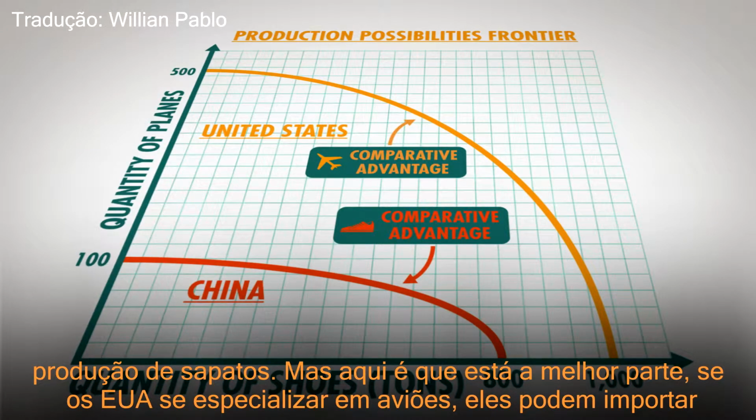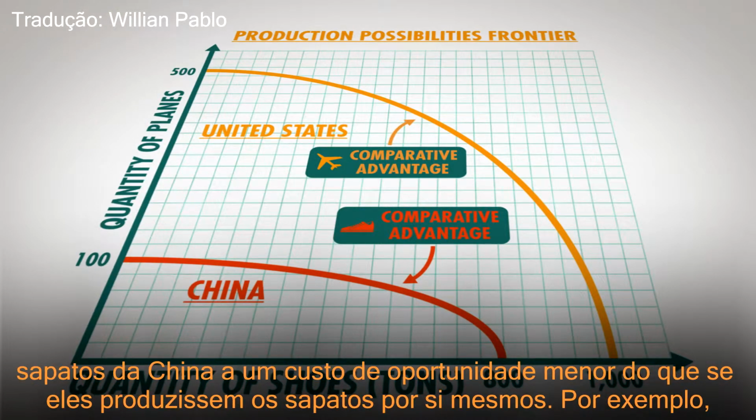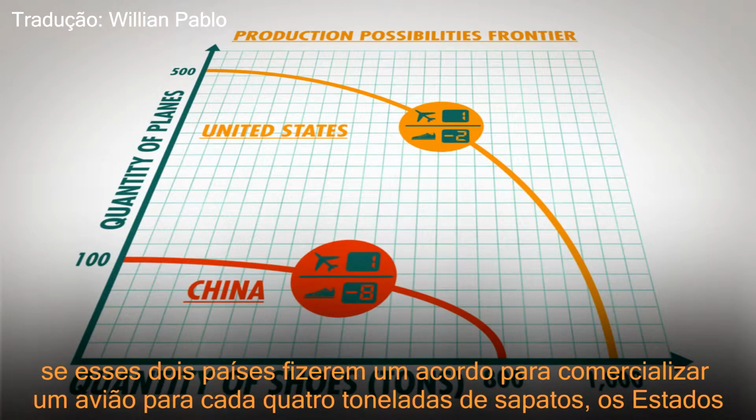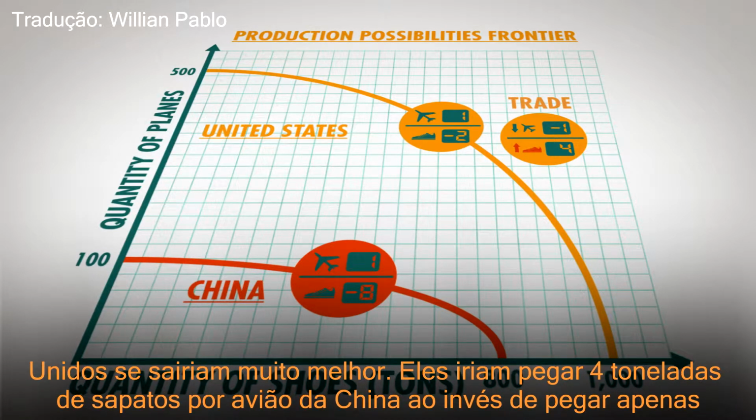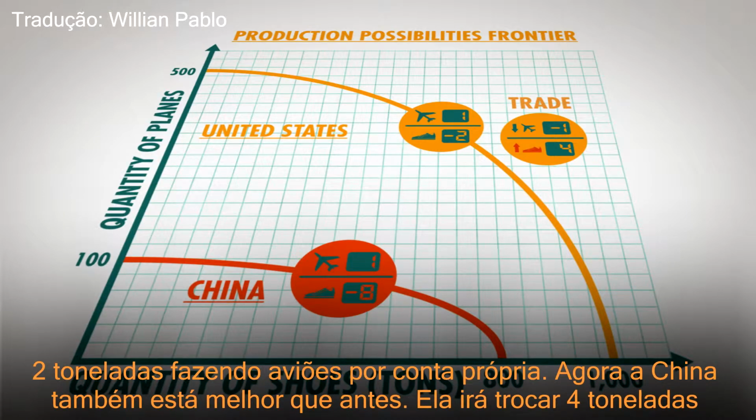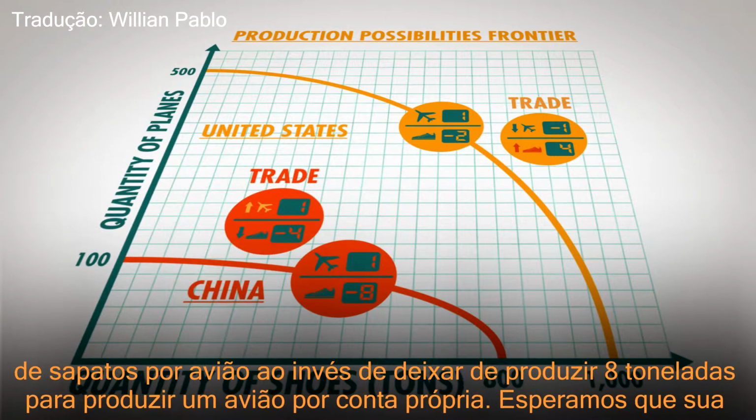But here's the best part. If the US specializes in planes, they can import shoes from China at a lower opportunity cost than if they produce shoes themselves. For example, if these 2 countries make a deal to trade 1 plane for 4 tons of shoes, the US would be better off. They would rather get 4 tons of shoes per plane from China than only get 2 tons of shoes per plane by making shoes on their own. Now China is also better off. They would rather trade 4 tons of shoes for a plane than give up 8 tons of shoes for producing a plane on their own.